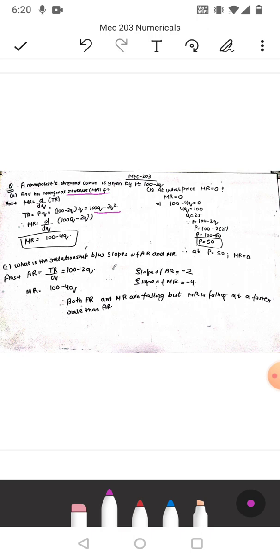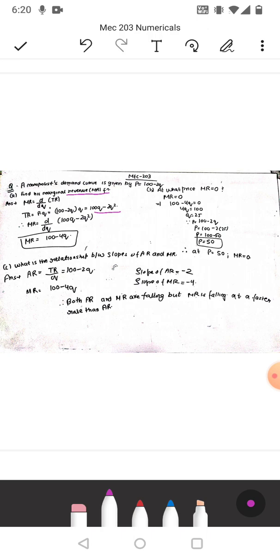We get MR as 100 minus 4q. Now हमें बताना है कौन सी वैल्यू ऑफ प्राइस पे MR 0 होगा. MR 0 को हम पुट करेंगे 100 माइनस 4q को 0, q की वैल्यू आएगी 25. हमें पता है p इज इक्वल्स टू 100 माइनस 2q, तो हम q की वैल्यू 25 सब्सटीट्यूट करेंगे, p की वैल्यू 50 आएगी. So therefore at p equals to 50, MR is equals to 0.